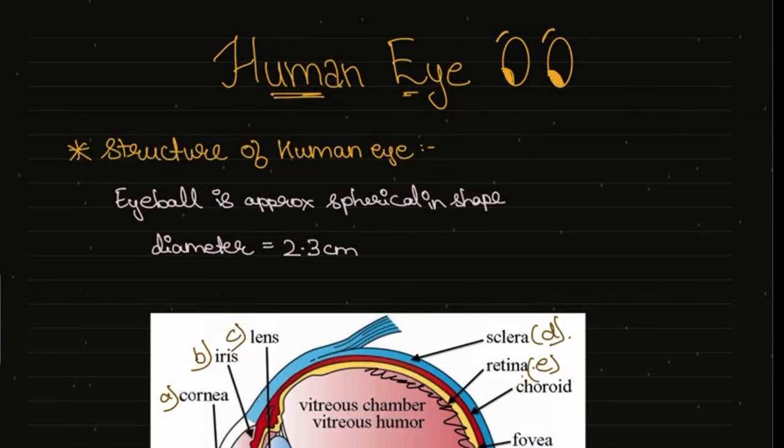Hello guys, our today's topic is human eye. In this video, let us see what all structures are present inside the eye, how are we able to see objects around us so easily, let them be very near to our eye or let them be very far, and some of the common defects in our vision.